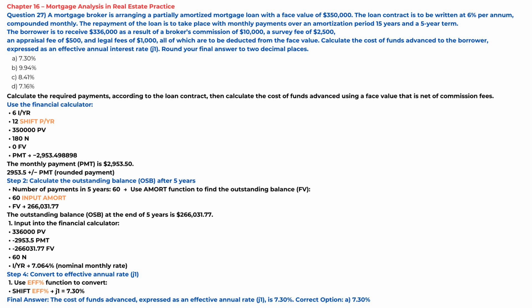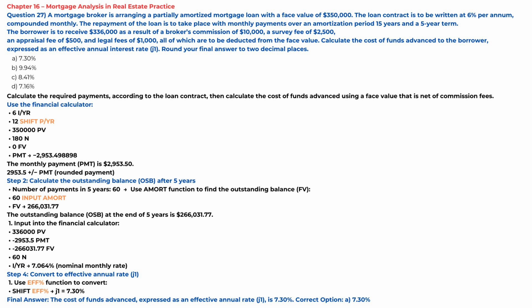of $2,500, an appraisal fee of $500, and legal fees of $1,000, all of which are to be deducted from the face value. Calculate the cost of funds advanced to the borrower, expressed as an effective annual interest rate, J1. Round your final answer to 2 decimal places. Calculate the required payments according to the loan contract. Then calculate the cost of funds advanced using a face value, that is, net of commission fees.